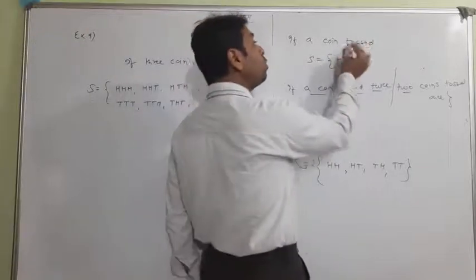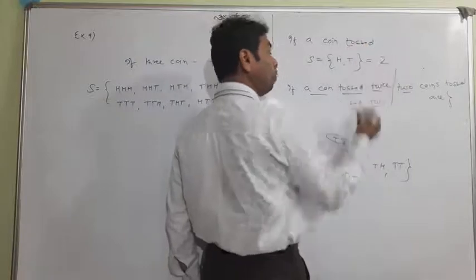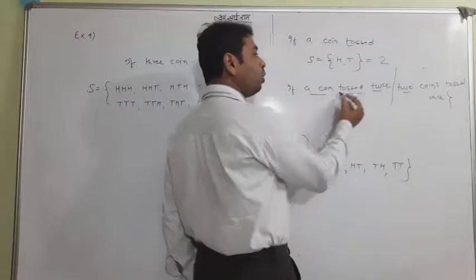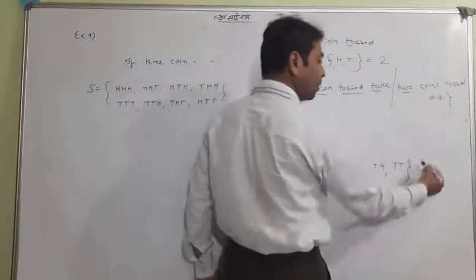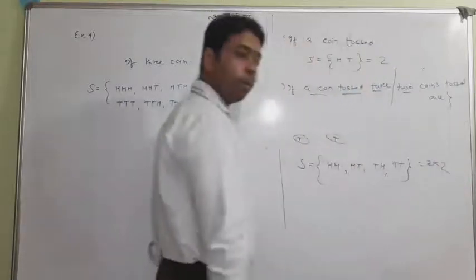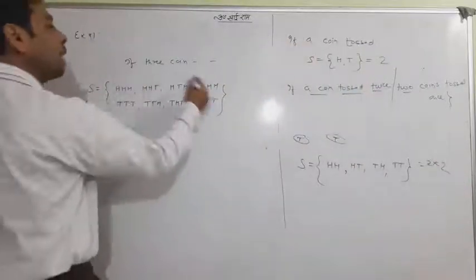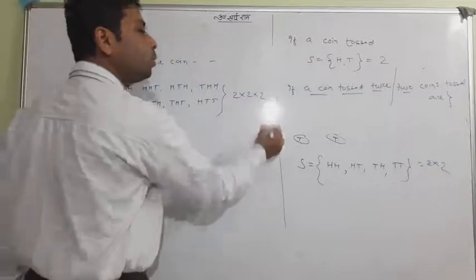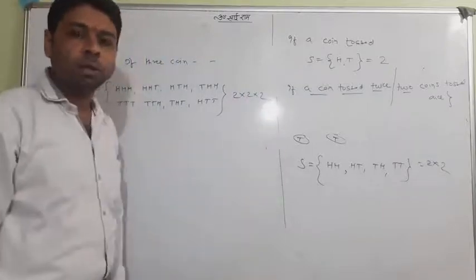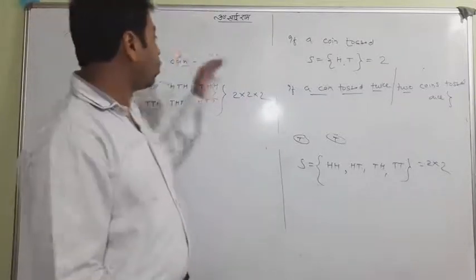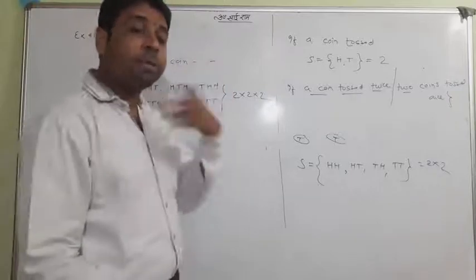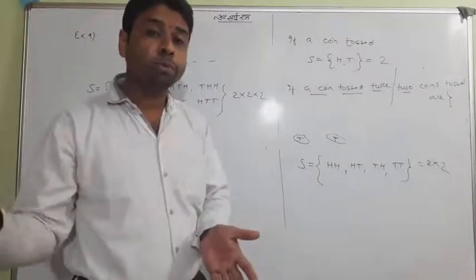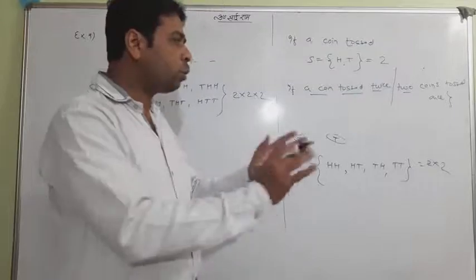So I have a good idea to tell you. When a coin is tossed once, the number of elements was 2. When a coin is tossed twice or 2 coins are tossed once, the number of elements will be 2 into 2, 4. When a coin is tossed 3 times, the number of elements in S will be 2 into 2 into 2, 8. When a coin is tossed 4 times, the number of elements will be 2 into 2 into 2 into 2, meaning 16. So this is the only way.